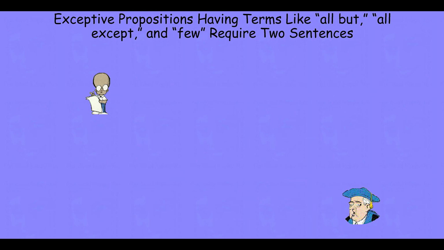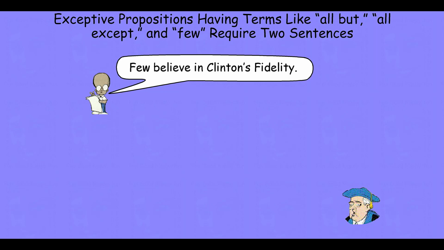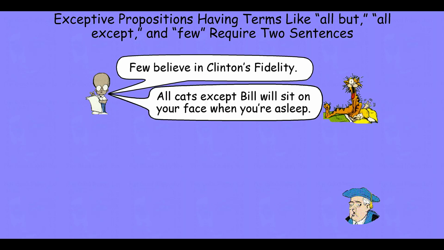Exceptive propositions basically state a rule and an exception. So they usually include phraseology like "all but," "all except," or "few." For instance, "few believe in Clinton's fidelity." It suggests that there are people who do and that there are people who don't, and it indicates a relative size. "All cats except Bill will sit on your face when you're asleep" also indicates a rule and an exception to the rule.